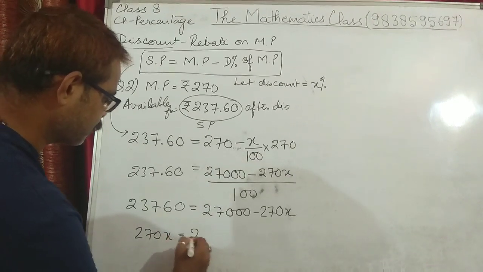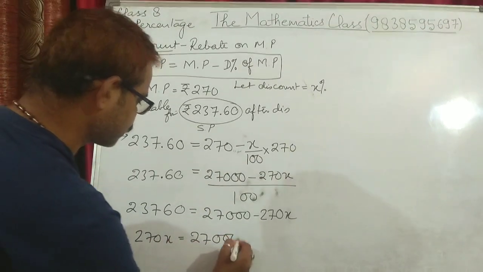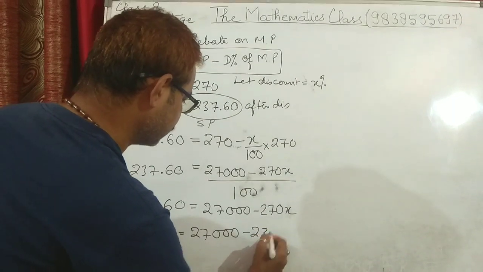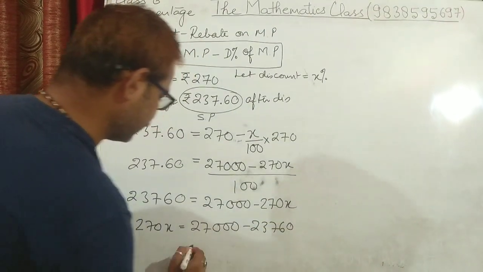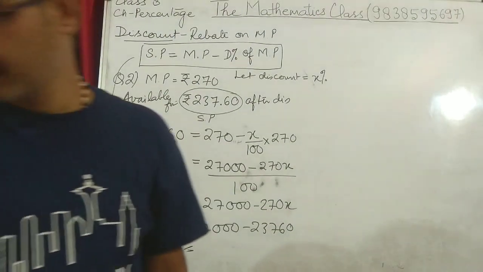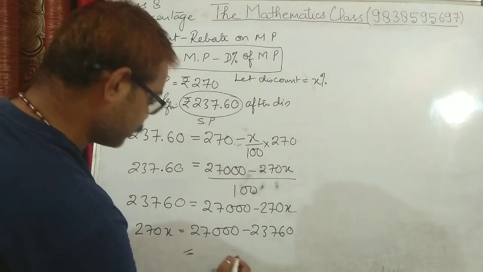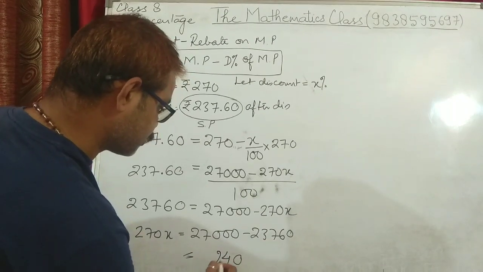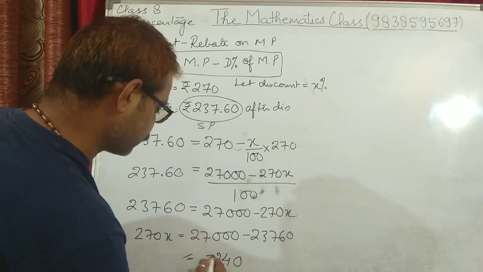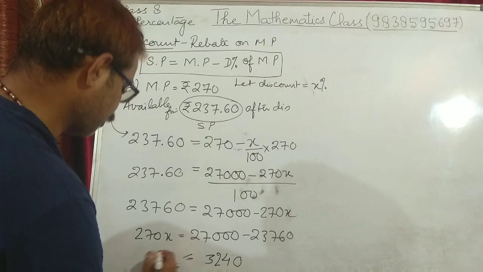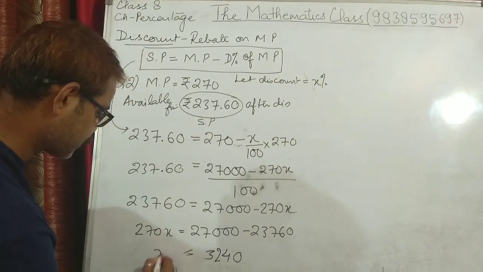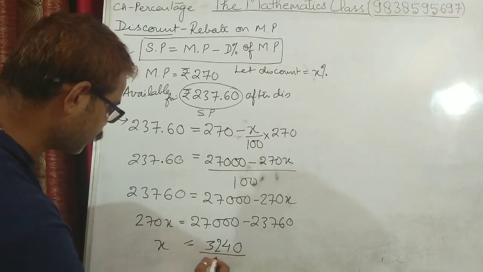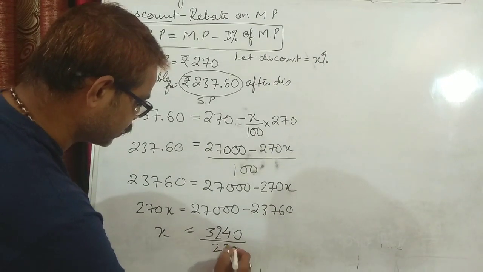270x is equal to 27,000 minus 23,760. 0 minus 0 is 0, 10 minus 6 is 4, 9 minus 7 is 2, 6 minus 3 is 3, and 2 minus 2 is 0. Now x will be 3240 upon 270.